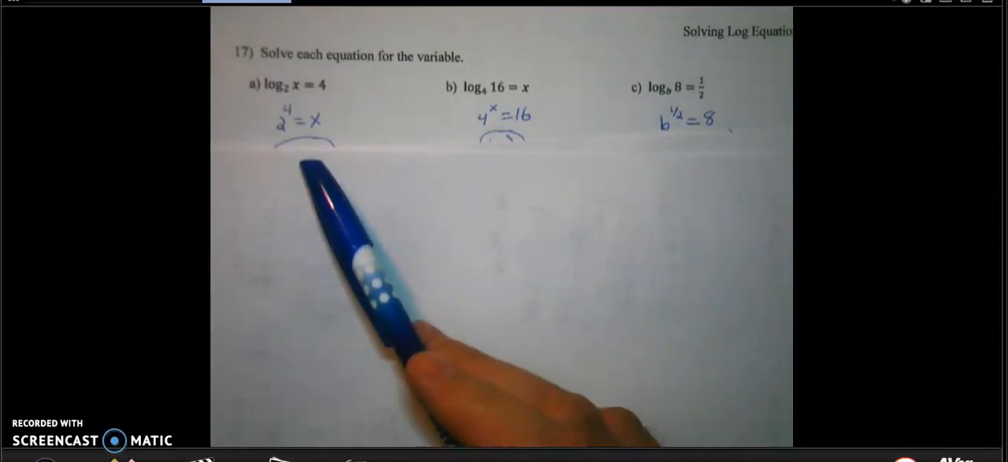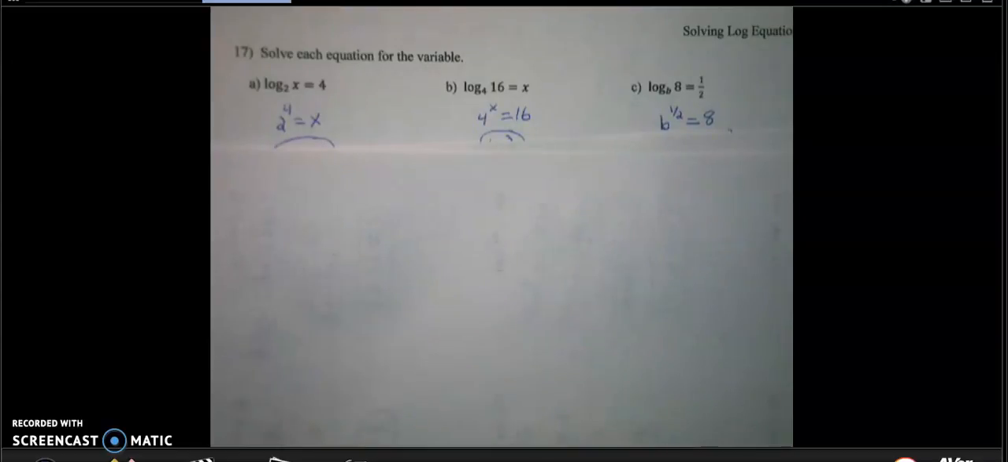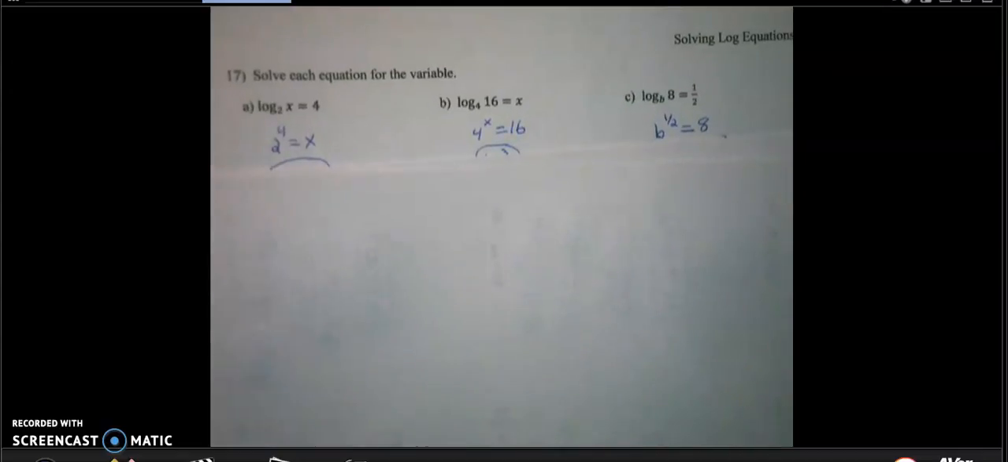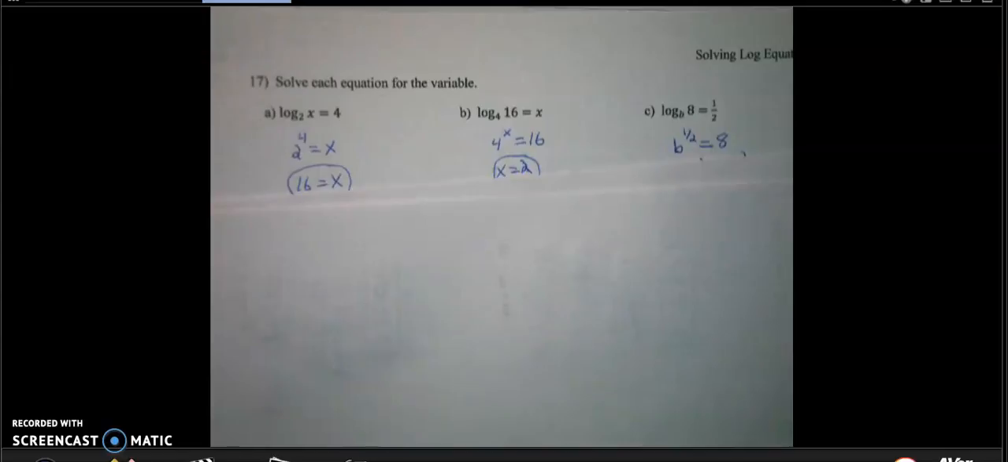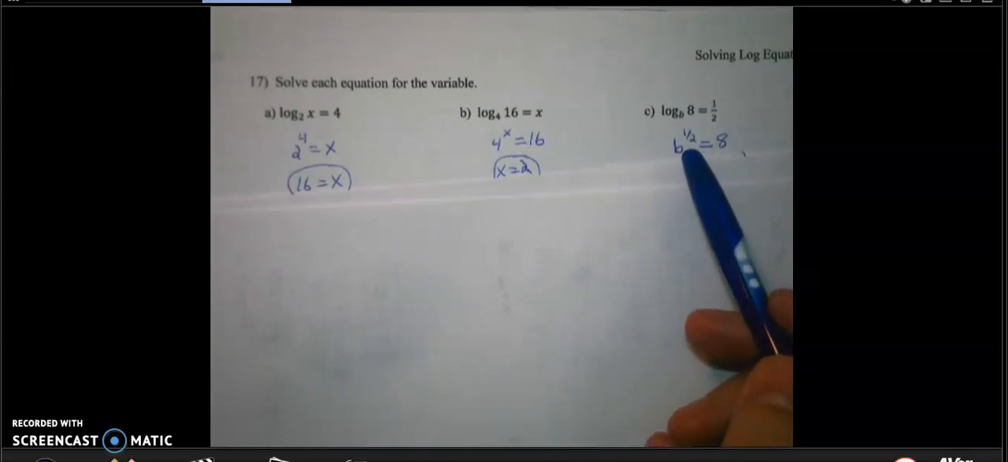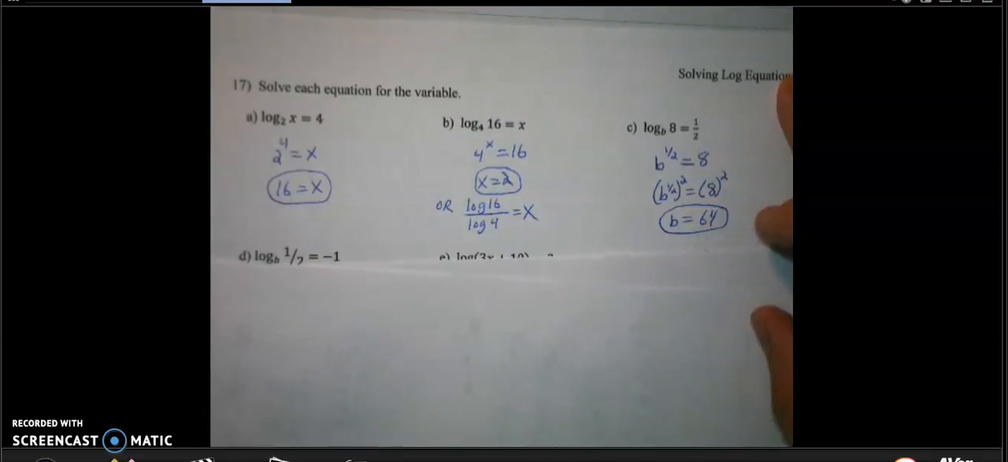So the first two are easy. 2 to the 4th is 16. 4 to the what is 16? Well, 4 squared, so that's x equals 2. And then with the part C, to solve for the base, you raise to the reciprocal exponent. So we square each side, and that'll give you b equals 64.